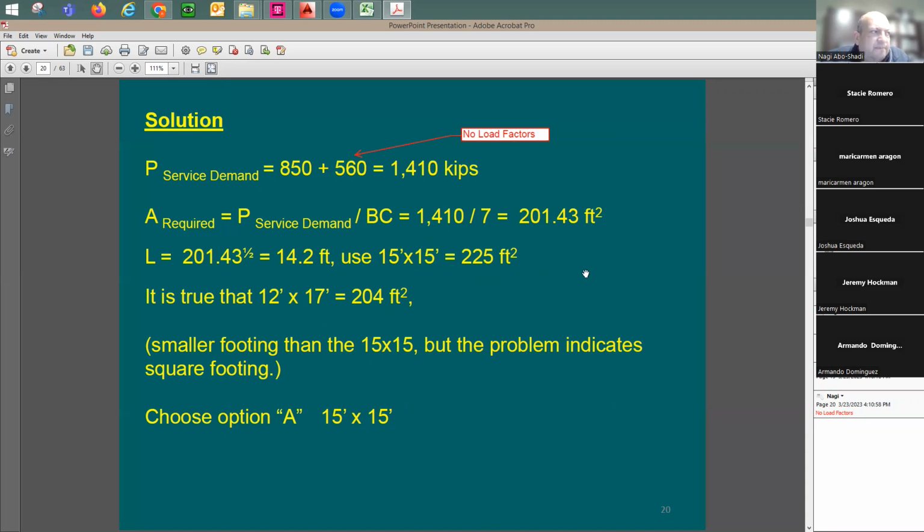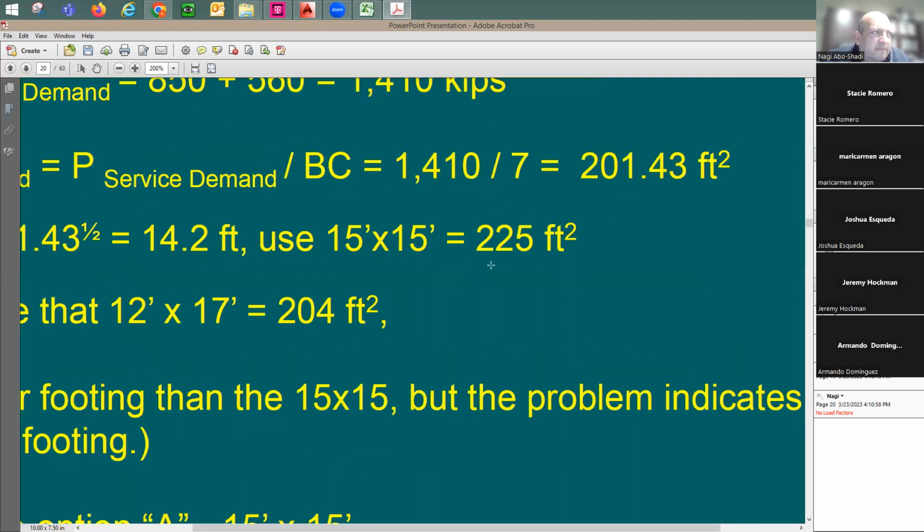So okay. Maybe I can double check here the stresses if I want to. So let me check this out. I'm going to be taking here P, with the service load, divided by the actual area provided. This is equal to 1410 divided by 225. Can someone help me with this?